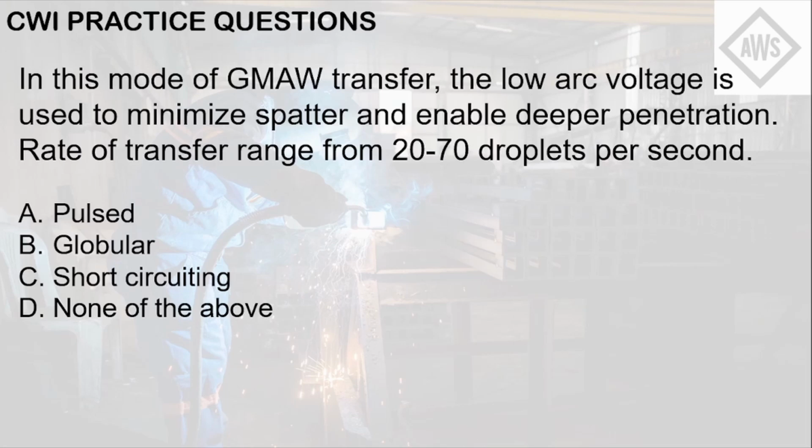So for letter A, pulsed, and C, short circuiting, because they operate at a lower heat and current setting, they will not be able to provide deeper penetration of the weld. So the answer here is globular transfer, because of the amount of globules that will be produced to the weld pool, so it will enable deeper penetration.